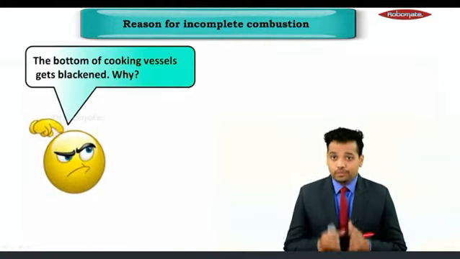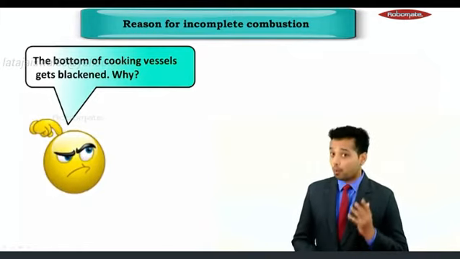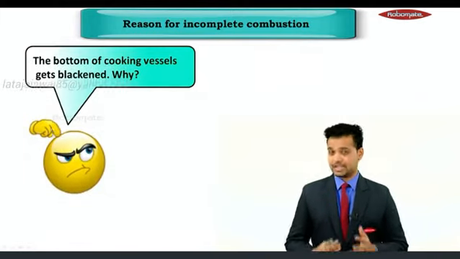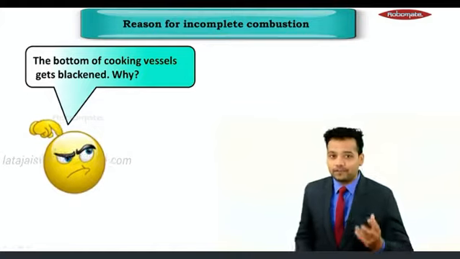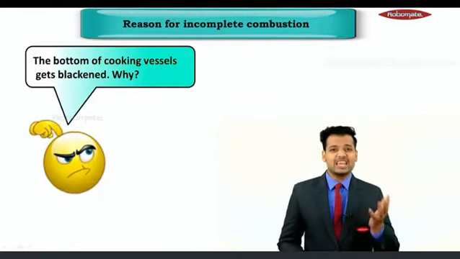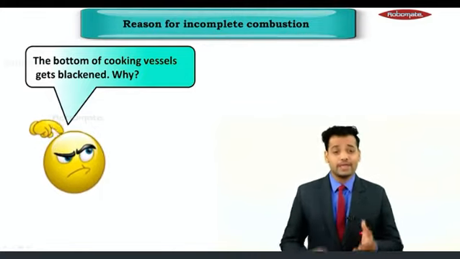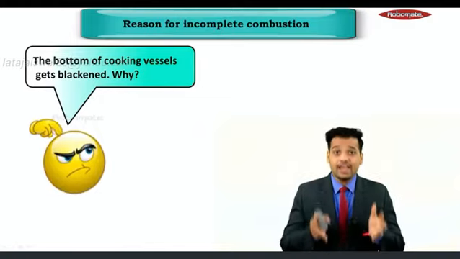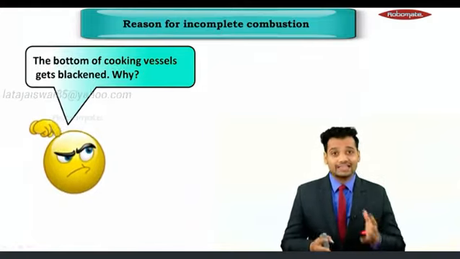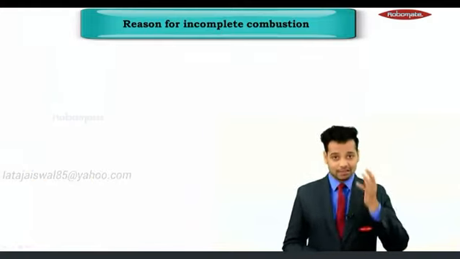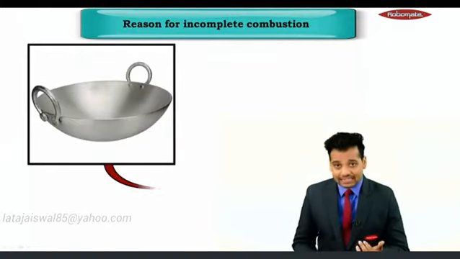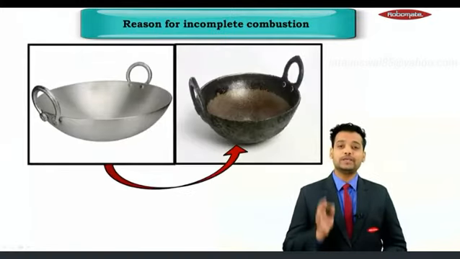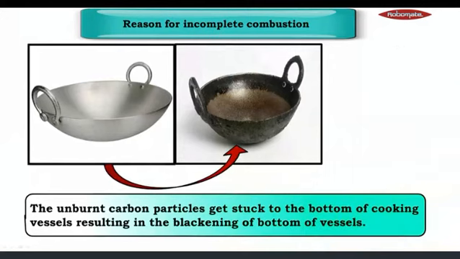Why does the bottom of cooking vessels get blackened? You might have seen this. Brand new vessels, after maybe 6 months, after maybe 10 months, they turn black at the bottom. Why? Because when you keep it on the flame of the gas, they almost cover all the oxygen. And because the oxygen is less, what happens is a sooty black deposit is left. So the unburned carbon particles get stuck to the bottom of the cooking vessel, resulting in the blackening of the bottoms of vessels.